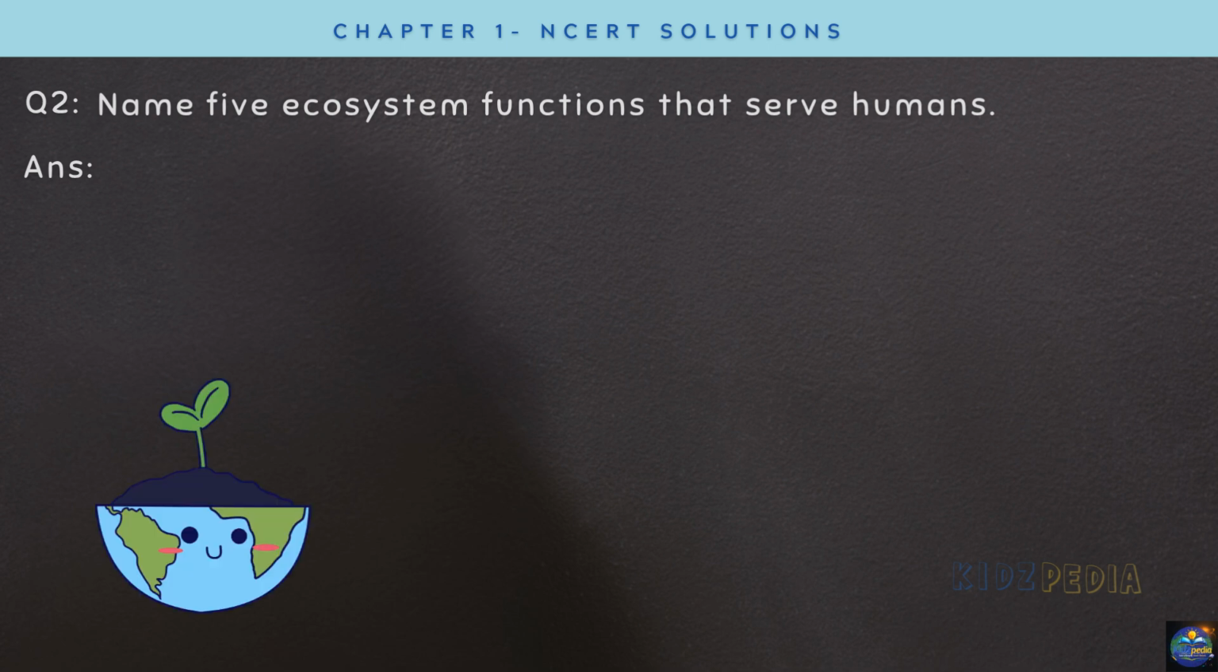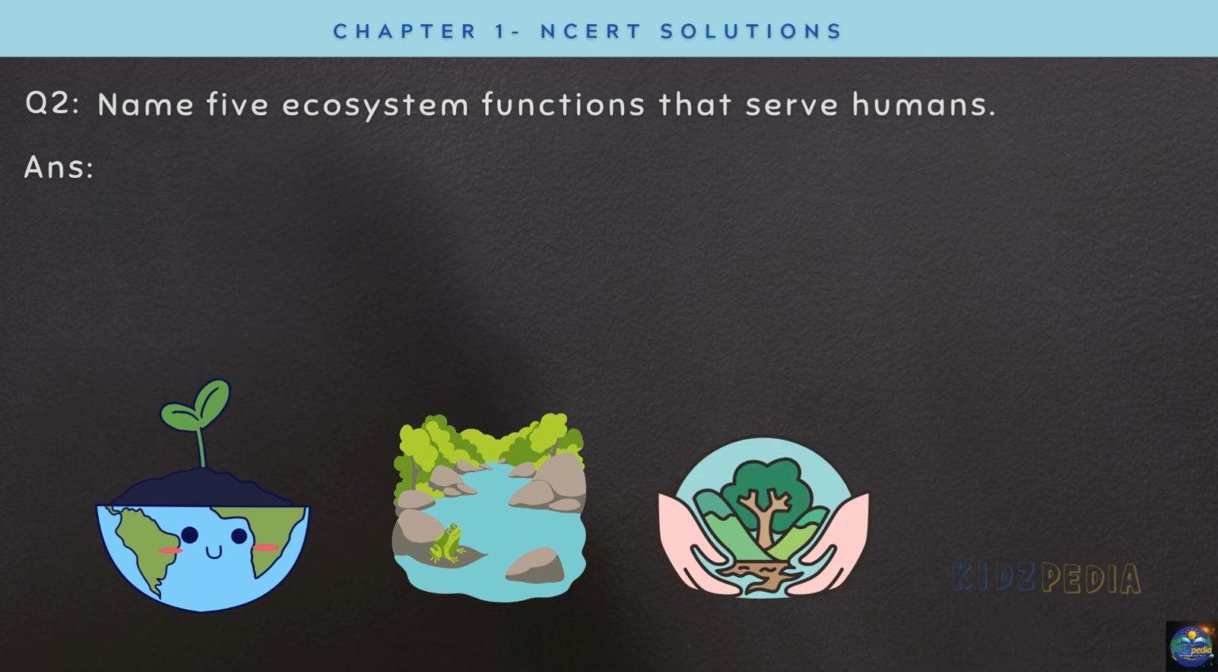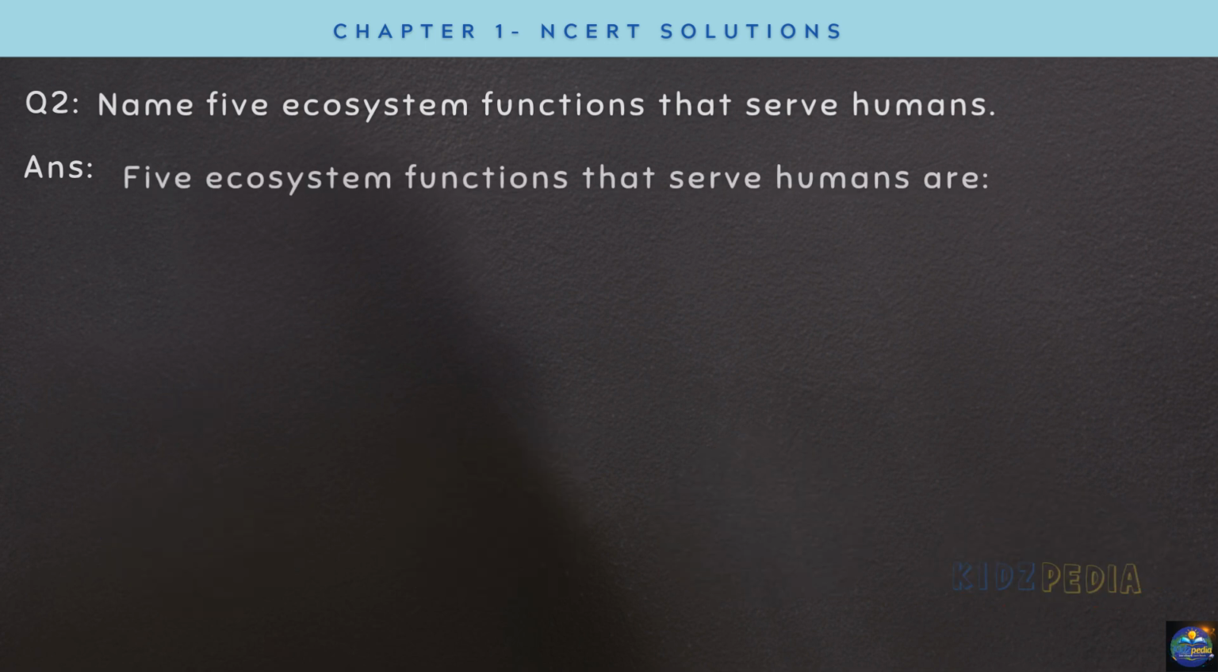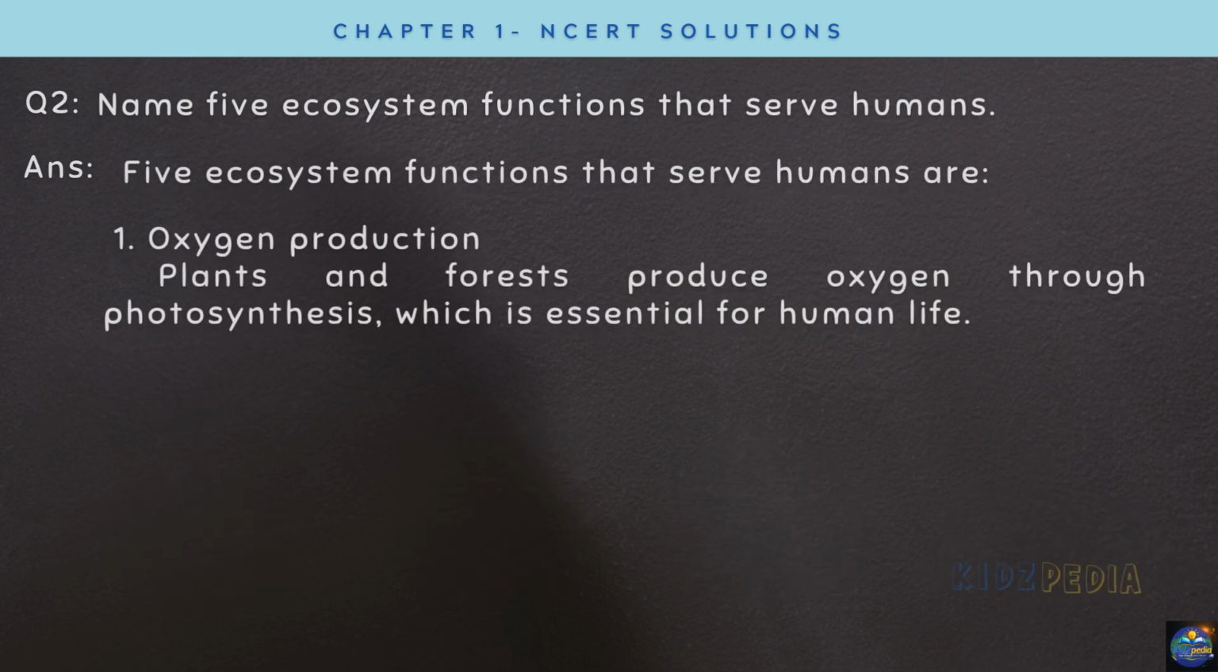Plants give oxygen, nature cleans water, forests control climate, soil organisms make soil fertile. So, you can write the answer as 5 ecosystem functions that serve humans are oxygen production.